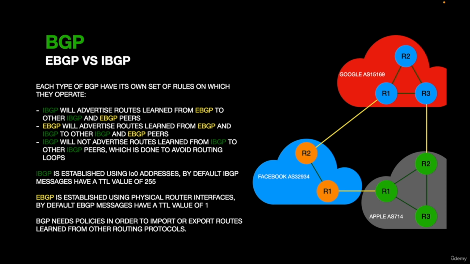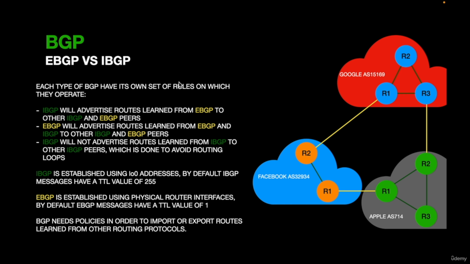Also, internal BGP will not advertise routes learned from other internal BGP peers to other internal BGP peers. This is done in order to avoid routing loops. So this iBGP peer here will not inform this iBGP peer here that he learned some routes from this iBGP peer here, because they will form a loop.